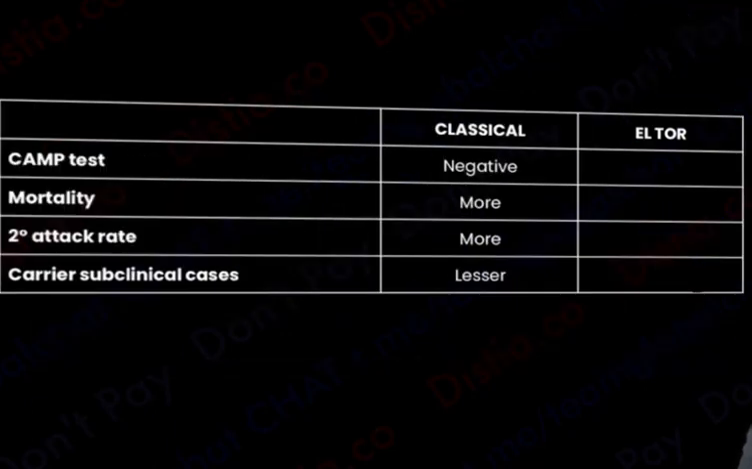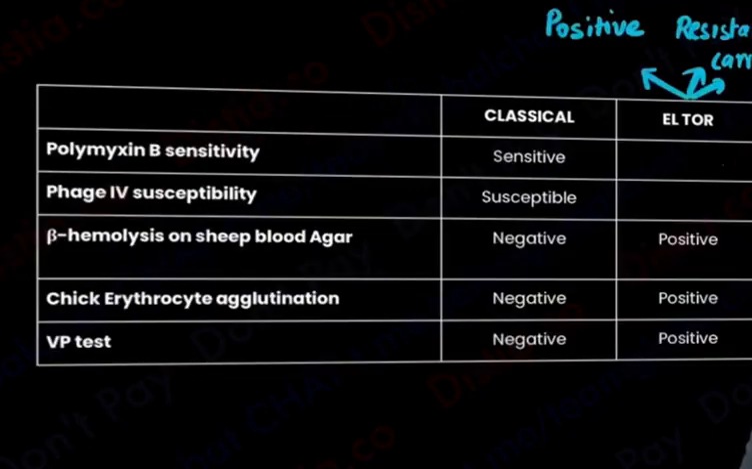One more part of the table, if I ask you which of them might sometimes show you the CAMP test, again it is going to be El Tor. So like I said, any testing that is asked, El Tor is going to be positive out of these. Any sensitivity asked, El Tor is going to be resistant. So please note, polymyxin B sensitivity, El Tor is resistant. Phage 4 susceptibility, El Tor is resistant. So anything asked, El Tor is resistant. Anything asked, El Tor is positive.